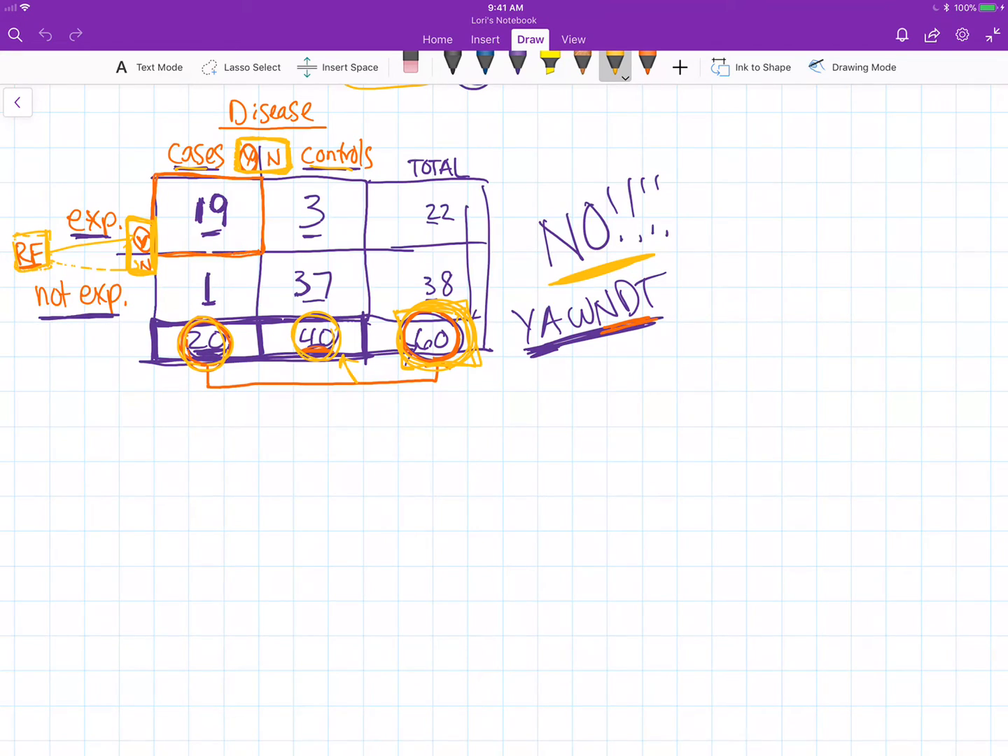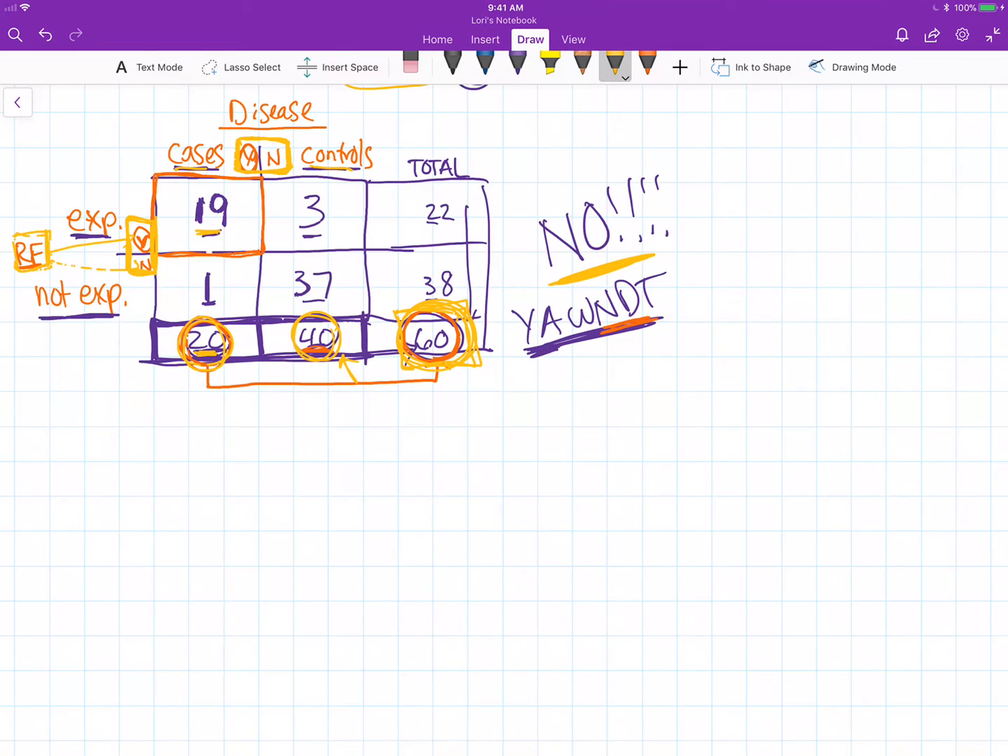So here we have our data. We have 19 out of 20 cases were exposed, and 3 out of 40 controls were exposed. And what we'd like to do is, in this first section, we'd like to calculate something called an odds ratio. Now, odds has a little bit of an explanation. It's a little harder to understand than risk. Risk would be where I calculate 19 out of 20, or 95%. Odds, on the other hand, I'm looking at the two groups compared to each other.